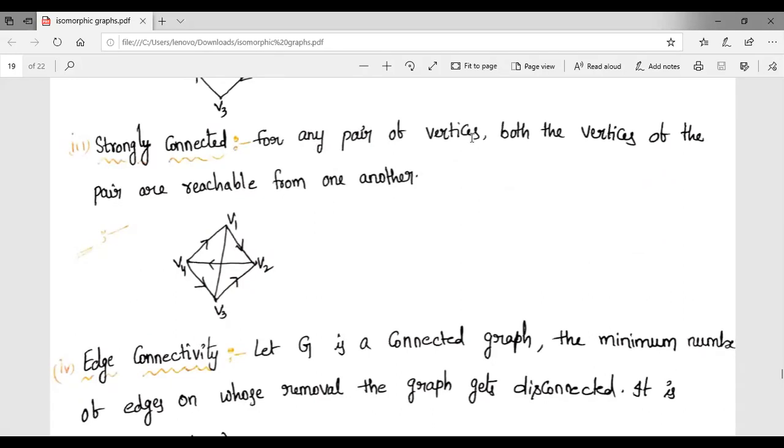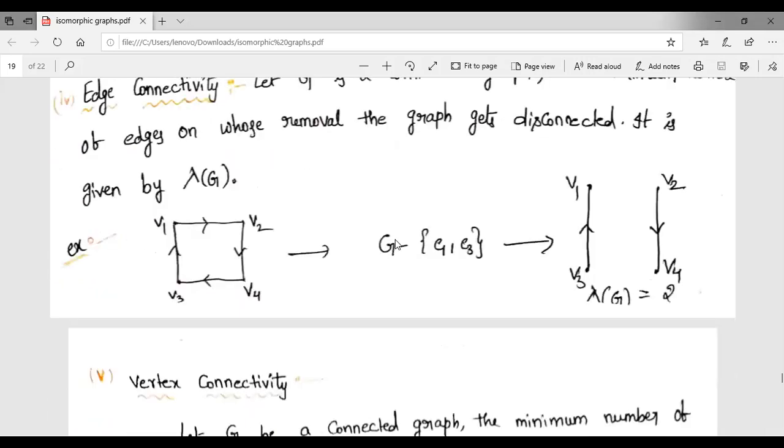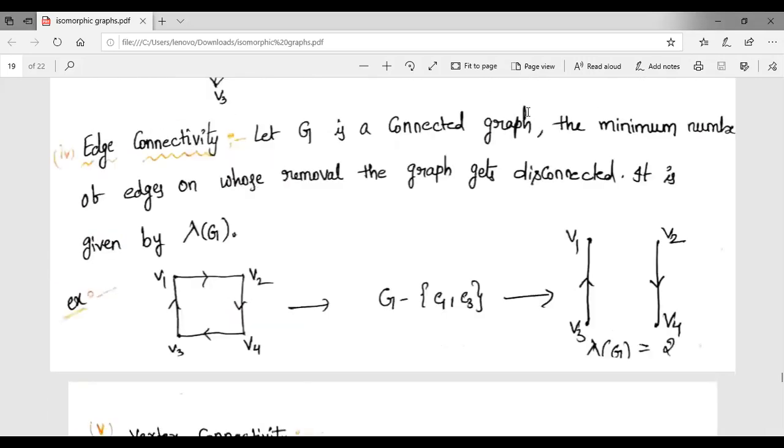So for any pair of vertices, if both vertices of the pair are reachable from one another, it is called a strongly connected graph. Edge connectivity: let G be a connected graph. The minimum number of edges on whose removal the graph gets disconnected is called edge connectivity, and it is denoted by lambda of G.